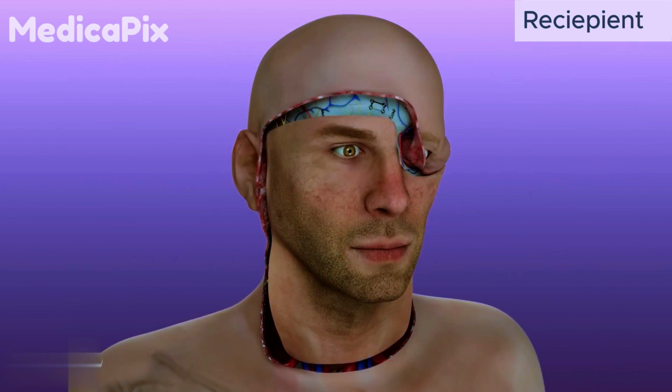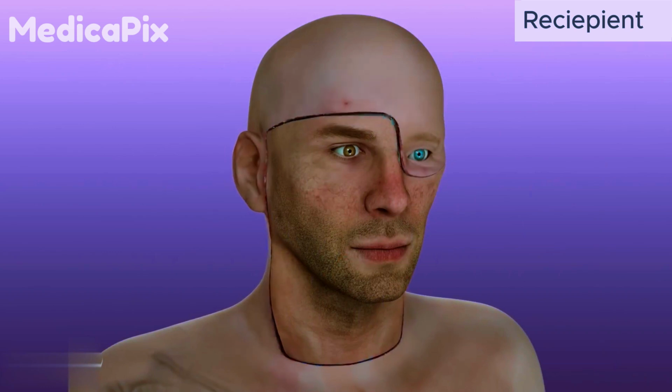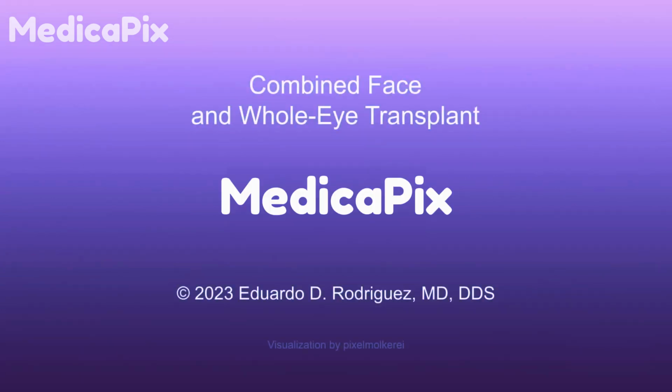mucosa of the allograft, were then redraped and tailored to the recipient. This marked the completion of the combined partial face and unilateral ocular transplant for restoration after severe electrical voltage injury.